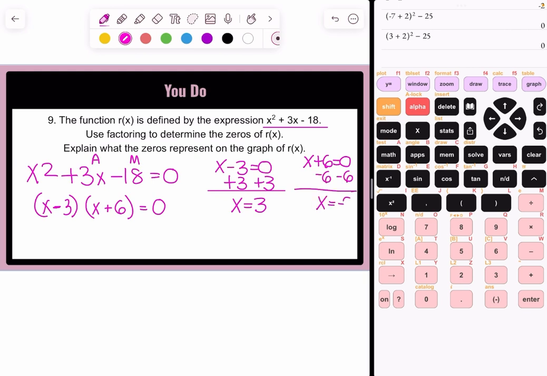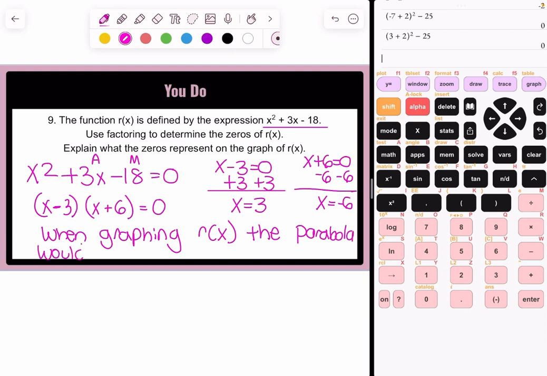Perfect. Explain what the zeros represent on the graph. When graphing r of x, that's our function, the parabola, because we know any quadratic forms a parabola, the parabola would cross the x-axis at x equals negative 6 and x equals 3. Perfect.